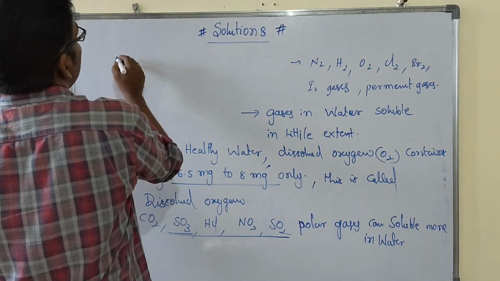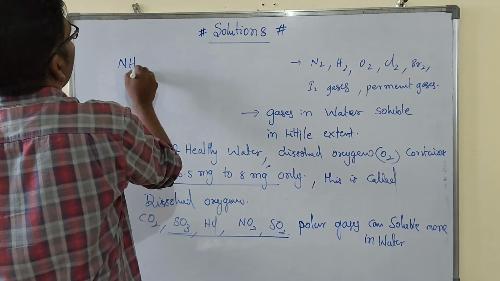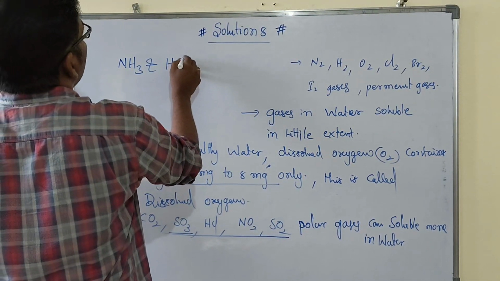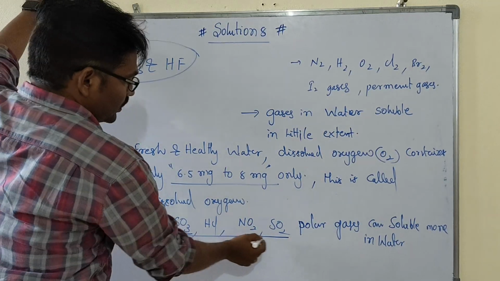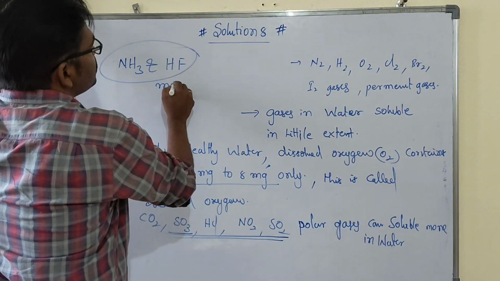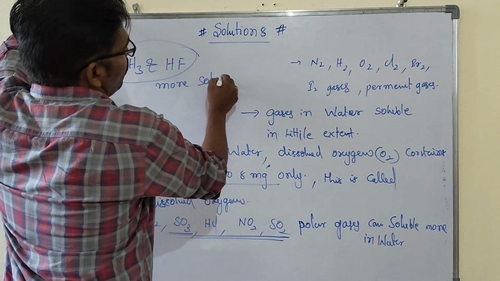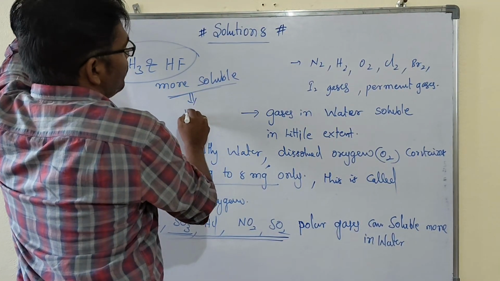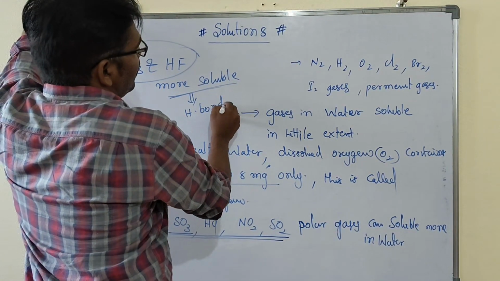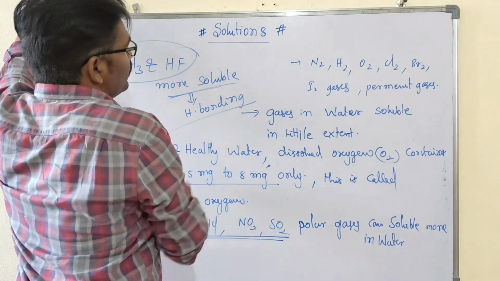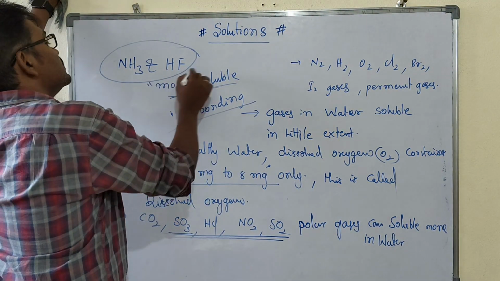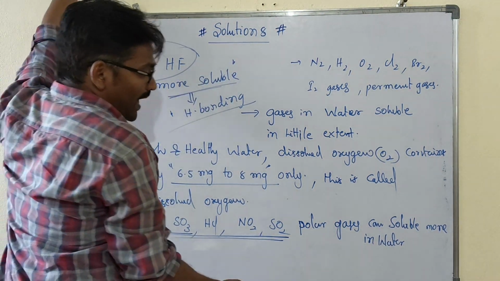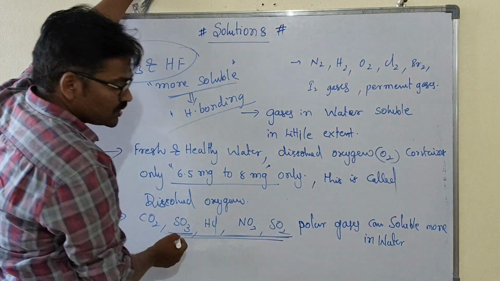So two more: NH3 ammonia and HF. When compared to these gases, these are more soluble. Why are they more soluble? Because they can form hydrogen bonding. Due to the presence of hydrogen bonding, and the polarity of these groups, these are more soluble.